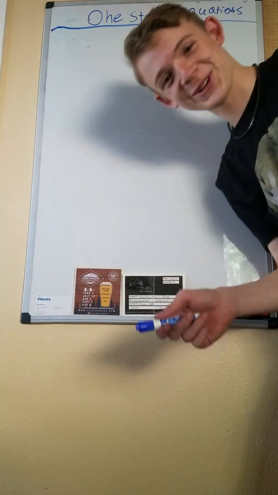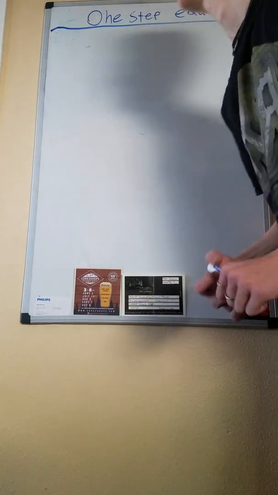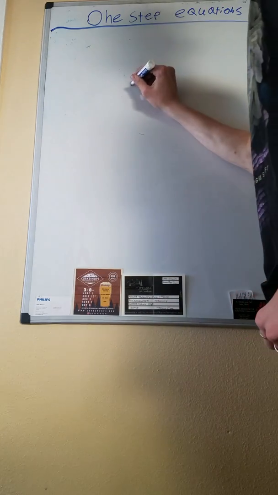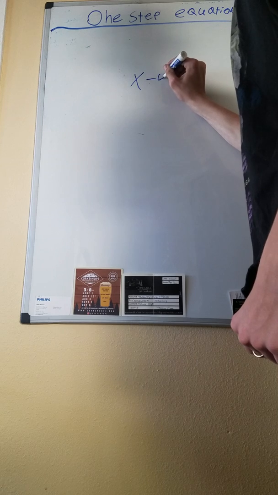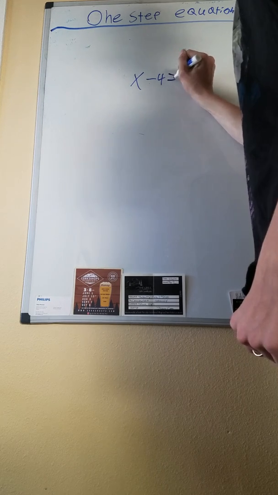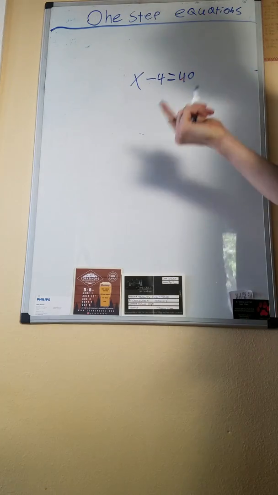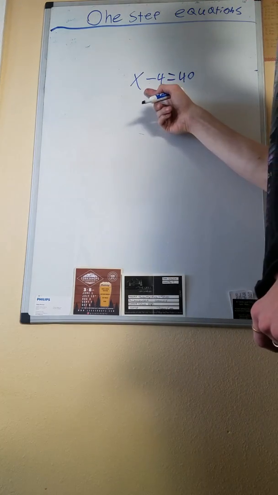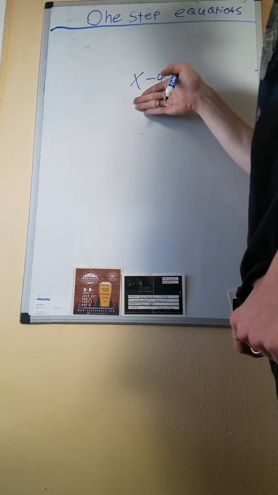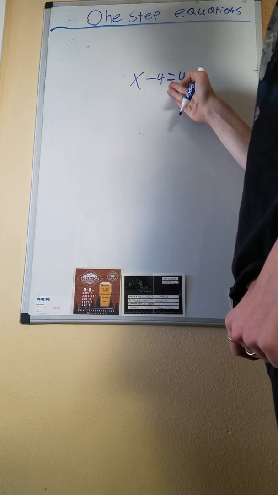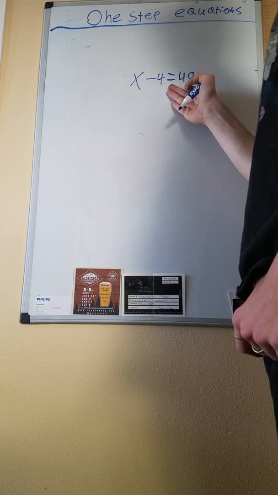So I'm going to be teaching you how to do one-step equations. Let's do an example problem first. You have x minus 4 equals, let's do 40. First, you need to isolate the x, which means you need the x by itself on one side of the equal sign.